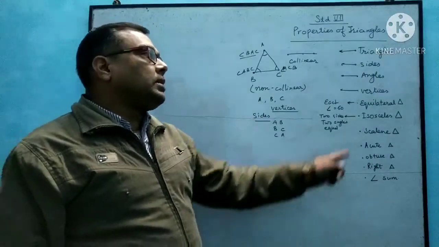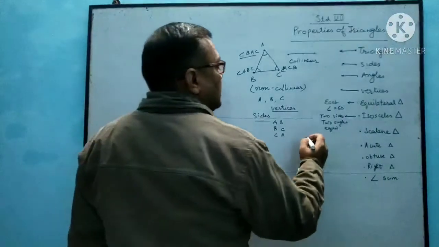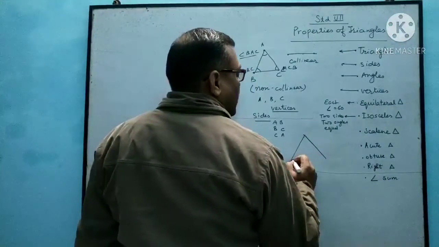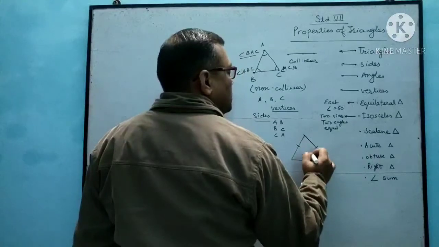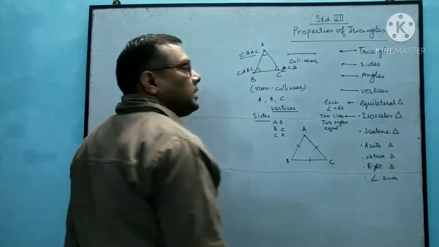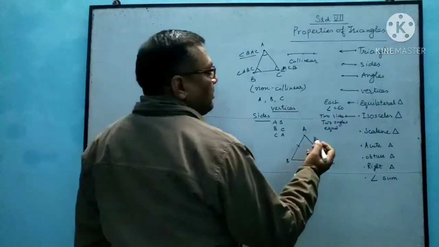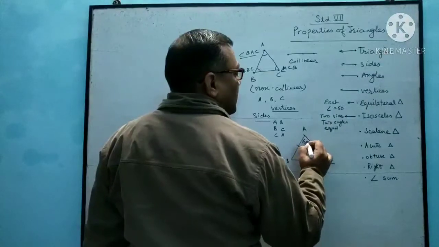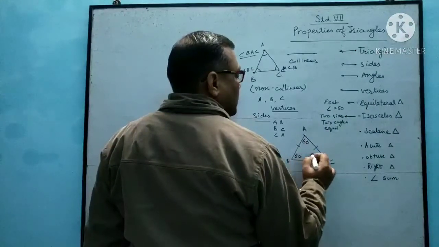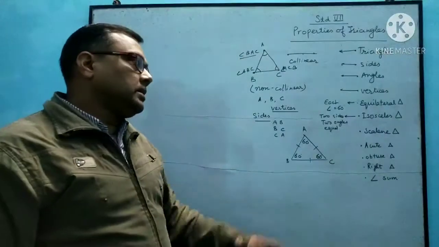Again we come to the types of triangles. First we get the equilateral triangle. Such a triangle is a kind of triangle in which all the three sides are equal. If a triangle has all the three sides equal, means ek triangle jisme sari sides aapas mein equal ho, this is called an equilateral triangle. And by the property of an equilateral triangle, all the angles are 60 degrees. Each angle of an equilateral triangle is 60 degrees.